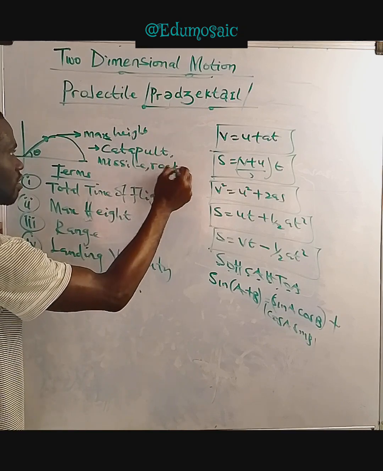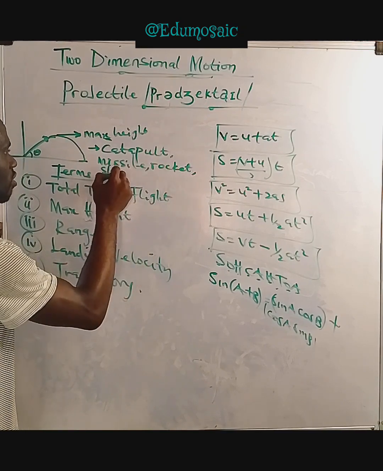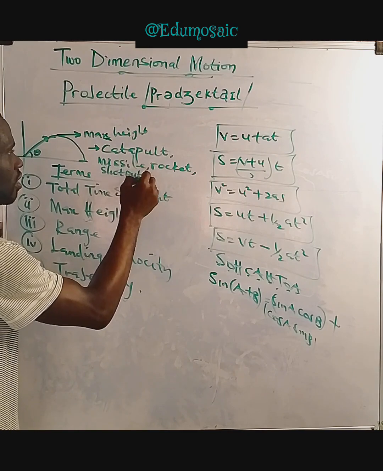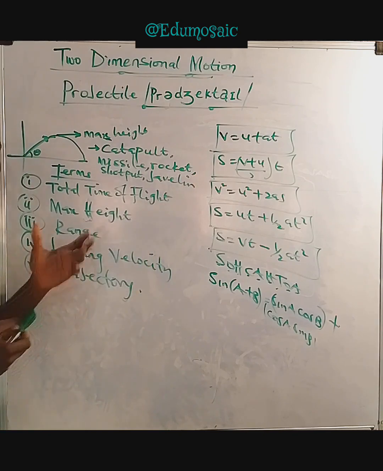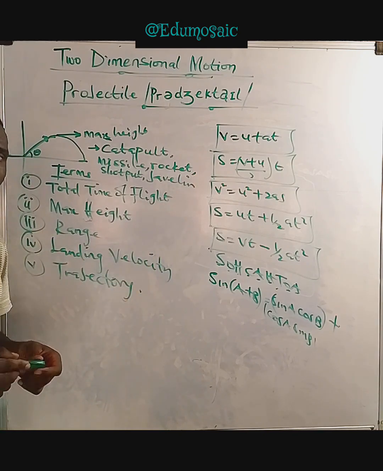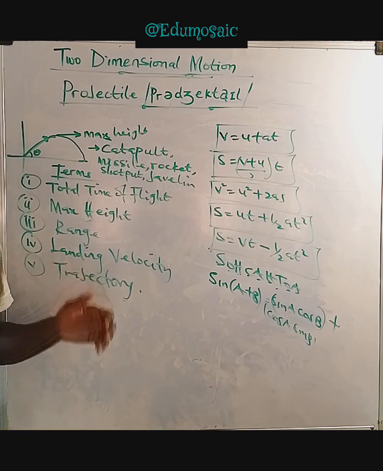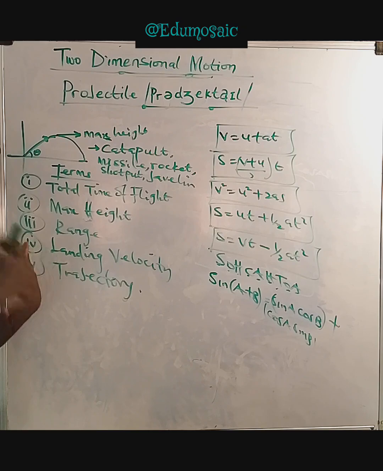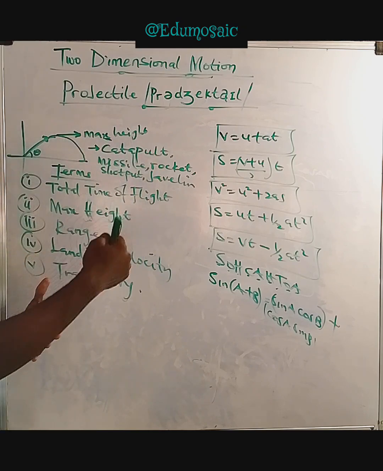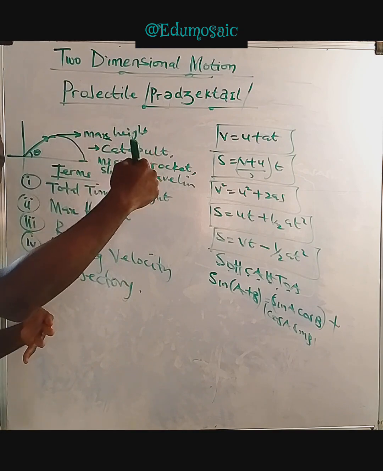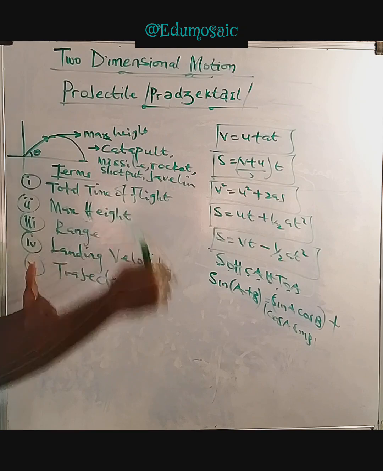Missiles, rockets, shot put, javelin, and so on and so forth. All these are examples of projectile. When you take an object, a catapult, for example, and you project it at an angle, it does two things. It gets to maximum height, the object, the projectile. It could be a stone, it could be anything. It gets a given max height before gravity then starts sending it back.